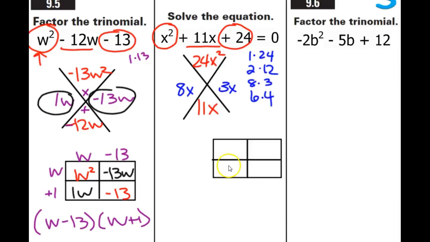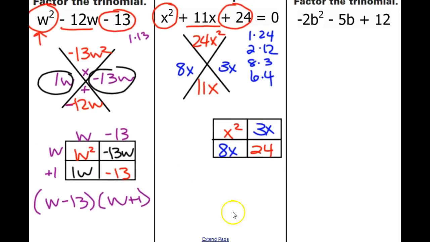These two that we just found go on our diagonal, 8x and 3x. So first term was x squared, last term was 24. So think, what multiplies to get x squared? Well, x times x. X times 3 is 3x, and x times 8 is 8x. And then 24 makes sense there. So my two sets of answers are x plus 3 and x plus 8.